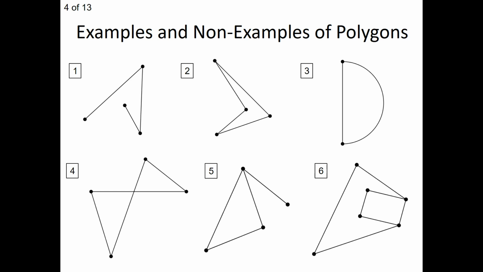Now let's review, using the definition of polygon, whether or not we have polygons in the diagrams provided here. There are 6 diagrams, and these are either examples or non-examples of polygons. So they could either be a polygon or they cannot be a polygon, and we're going to answer why they are not. Let's take a look at number 1. Is this a polygon, yes or no? Well, the correct answer is no.